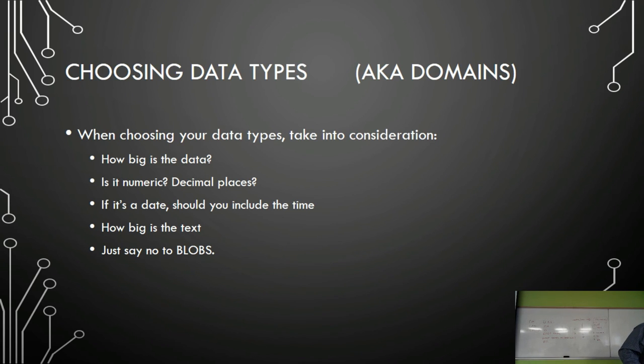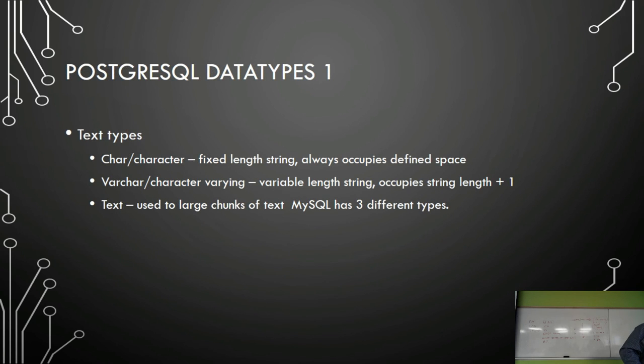So now we get into the more precise data types. Okay, I talk about Postgres, but at one point I referred to a few others. There's char/character. It's a fixed length field. It always occupies a defined space. Postal codes, char 6, always occupies 6 spaces no matter what. If you don't put in 6, it pads it with spaces. It's always 6.